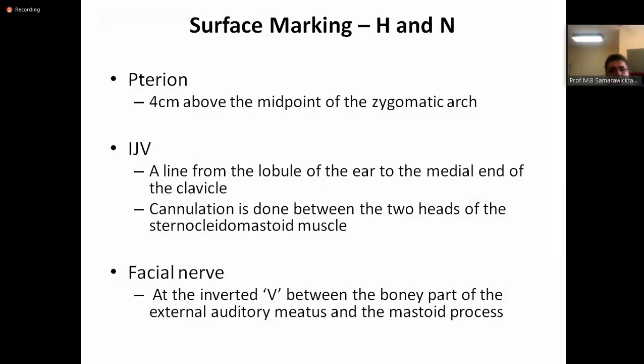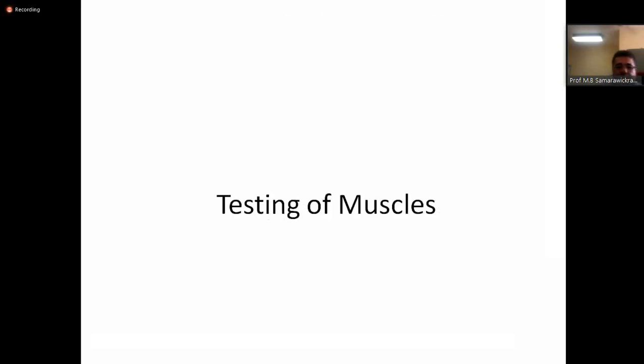Right. You should know how to surface mark the temporal artery: it lies 4 centimeters above the midpoint of the zygomatic arch. Then the internal jugular vein: a line from the lobule of the ear to the medial end of the clavicle. Cannulation is done between the two heads of the sternocleidomastoid muscle because the vein passes exactly between these two heads. The exit point of the facial nerve you can surface mark at the inverted V between the bony part of the external auditory meatus and the mastoid process.